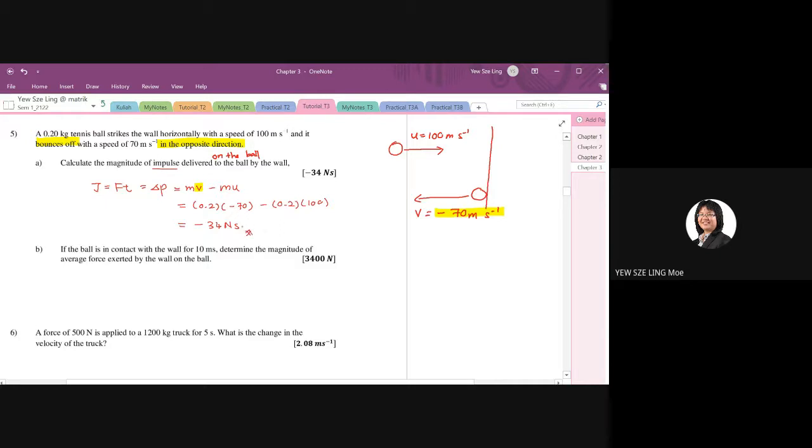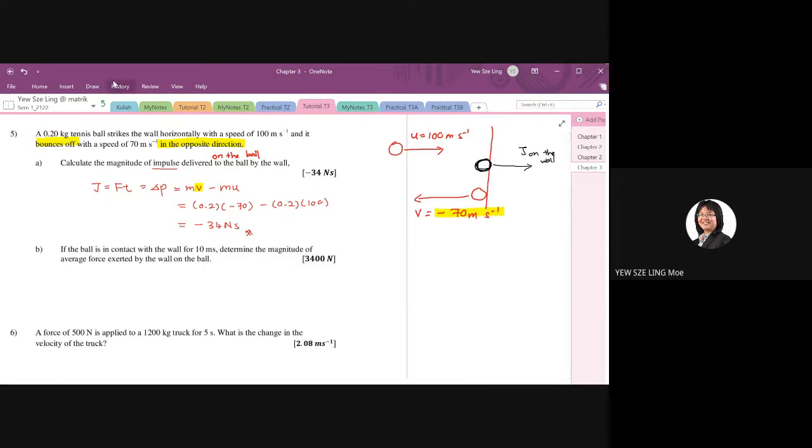Now, why did I say it is very important to know whether the impulse is acting on the ball or on the wall? So if you have an object, the moment it is in contact with the wall, all right? So it's going to be like Newton's third law. So this object will exert impulse on the wall. If the ball exerts impulse on the wall, then the direction of impulse is going to the right. So this is J on the wall.